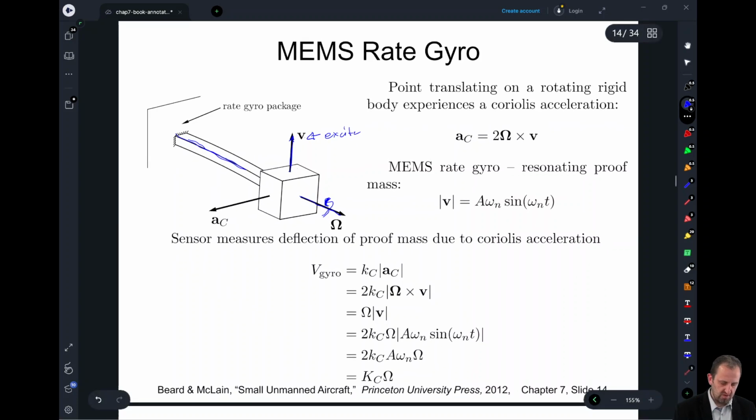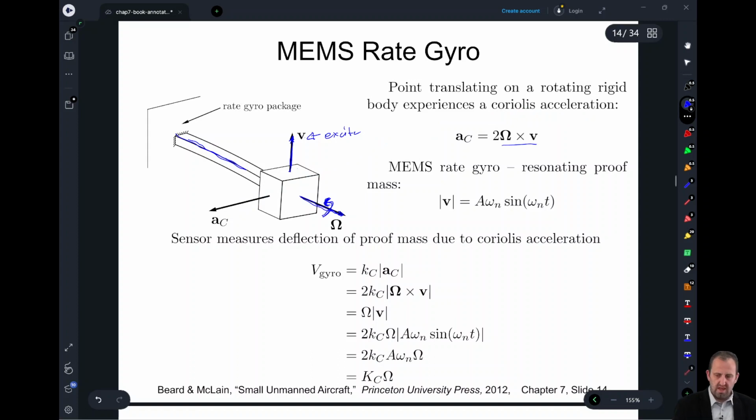This rotation is going to cause what's known as the Coriolis acceleration, and that's given by the cross product. So now we have the mass going up in one direction, and the axis of rotation is pointing straight out. Those two are orthogonal. So if you cross the rotation into the velocity, you get the acceleration coming out the side. So this right here is our Coriolis acceleration.